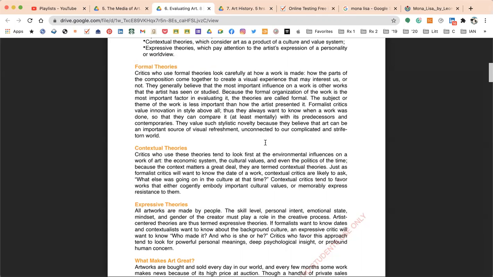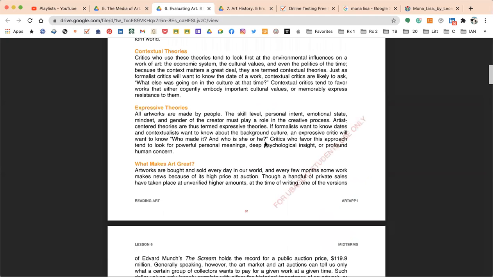So contextual theories will help you understand also what the motivations or inspirations of these painters or artists are when they do their artworks, based on when they were born, where they are at, or their generation. So those are contextual theories.